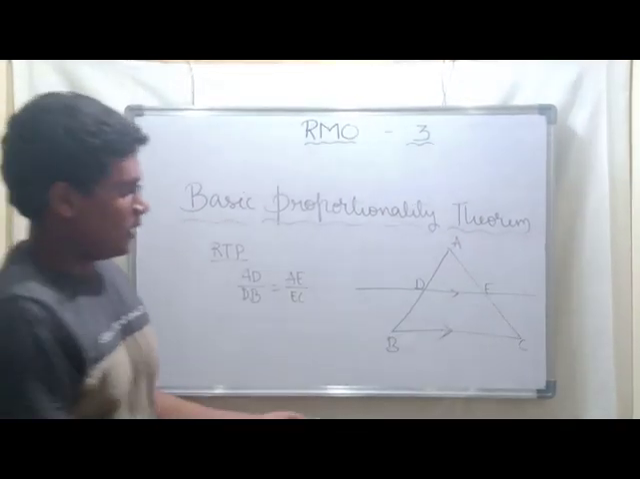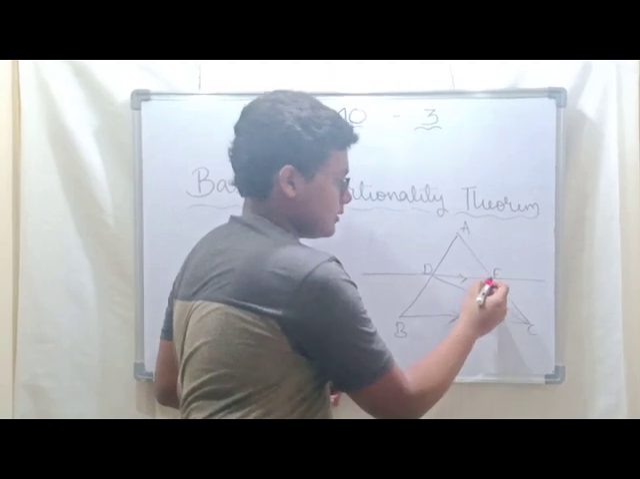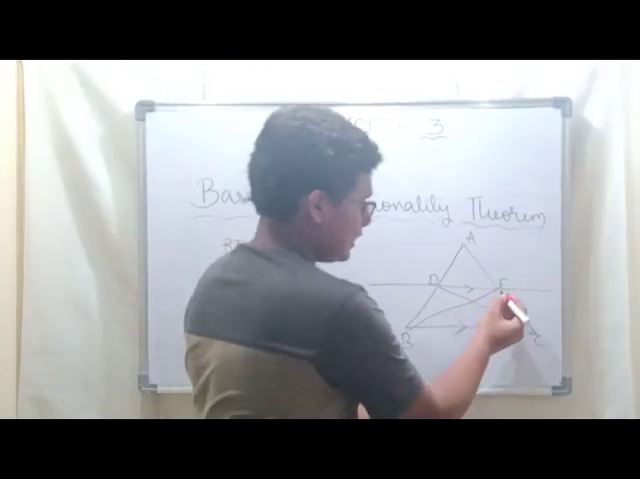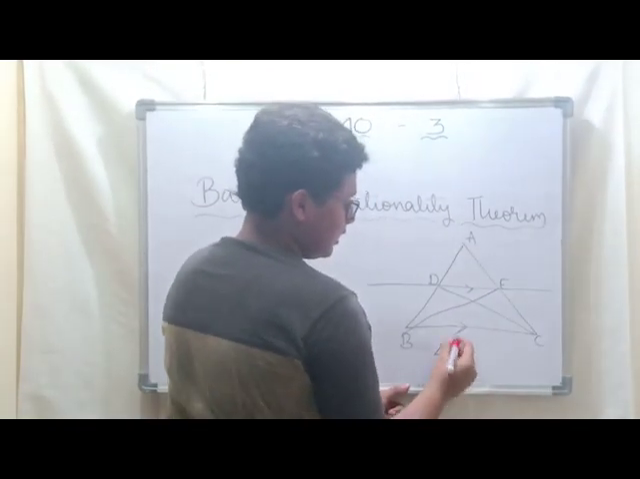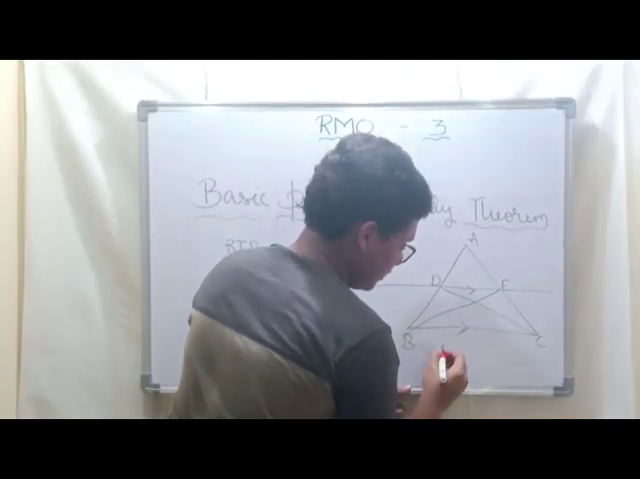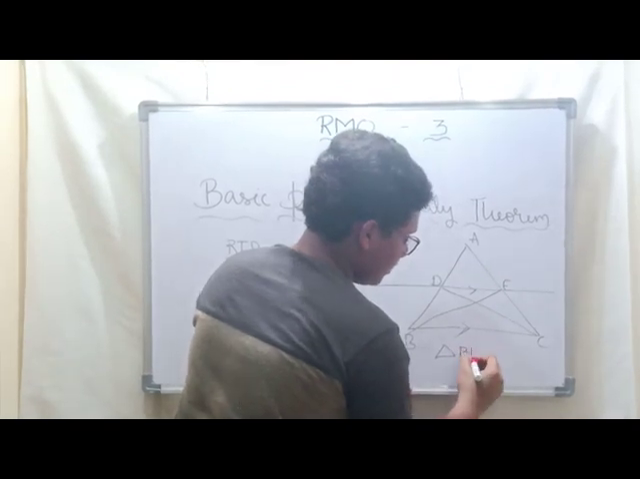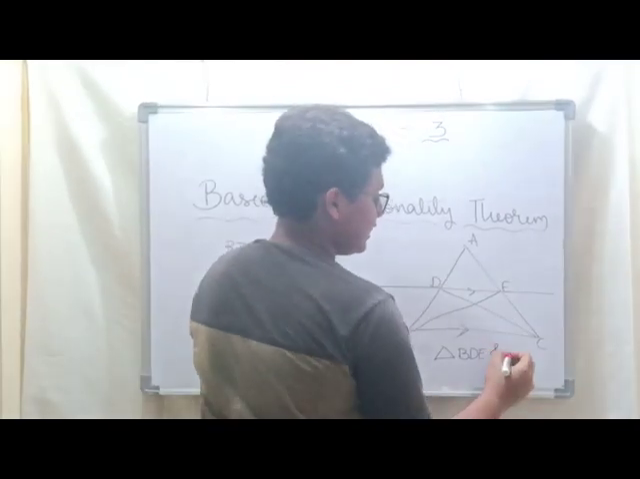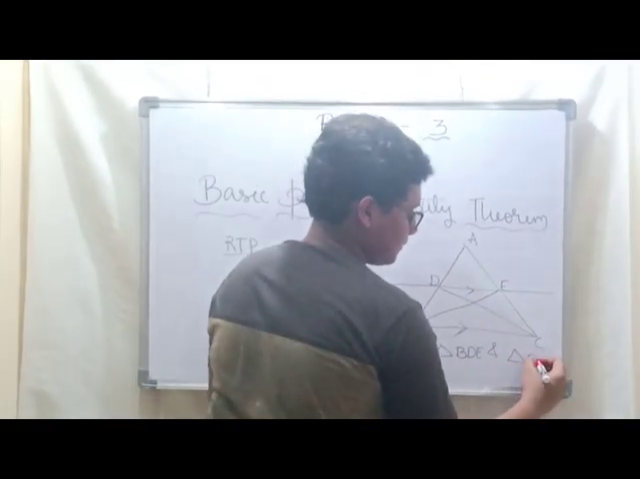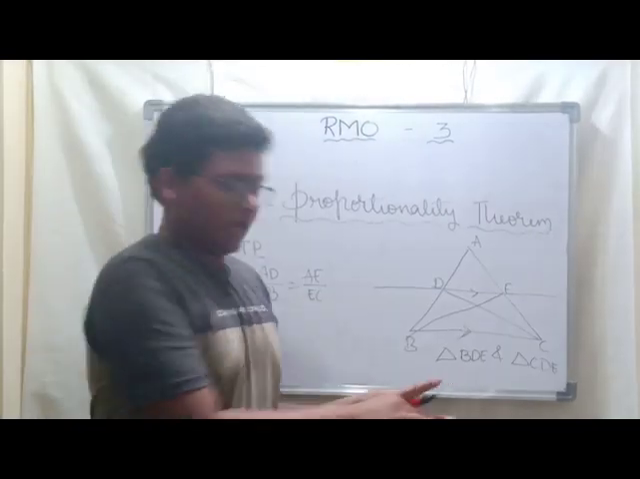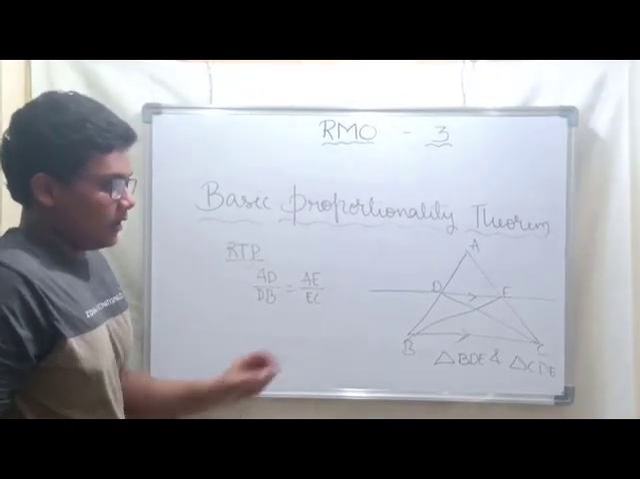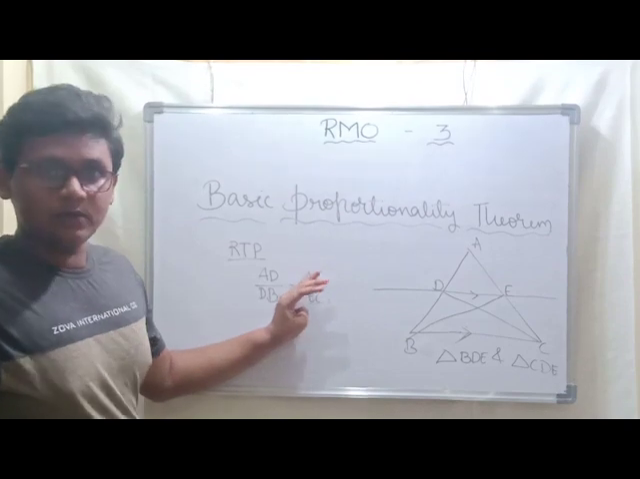See, we will take two triangles in this trapezium. This is a trapezium. In that, we will take two triangles: triangle BDE and triangle CDE from this trapezium. We need to prove this: AD by DB is equal to AE by EC.